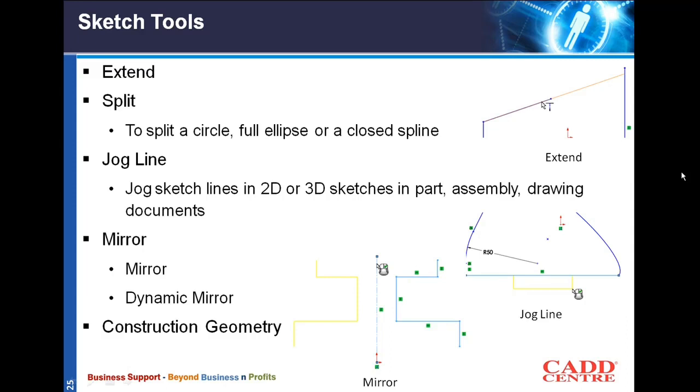And now in sketch tools, we are going to see split, jogline, mirror, and construction geometry. As you see in this image, this is showing creation of a jogline from the existing line segment, and here you can see a line segment is mirrored about a construction line or center line. Now let's see how we can create these things in SolidWorks.